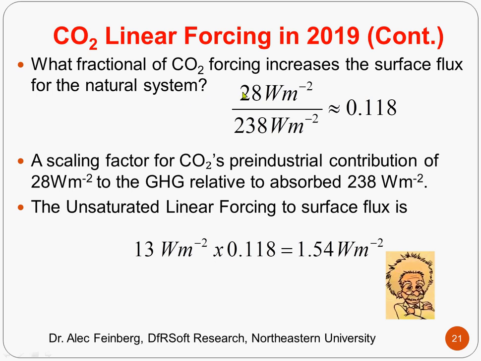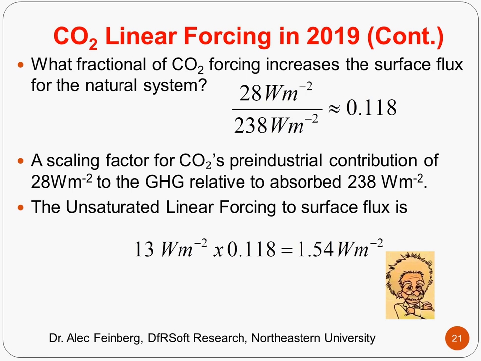So in the natural system, we had 28 relative to the 238, which was the basic flux absorbed by the planet. So that's a scaling factor of 0.118. So again, this is a scaling factor for CO2 pre-industrial contribution of the 28 to the greenhouse gas relative to the absorbed amount. So now we take that scaling factor, we multiply that by the 13 additional watts per meter squared, and this gives us the perturbation, which is the forcing in the linear model. So this would be essentially an upper bound of CO2 forcing, which is 1.5 watts per meter squared.